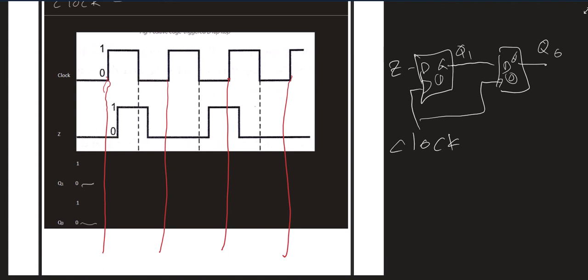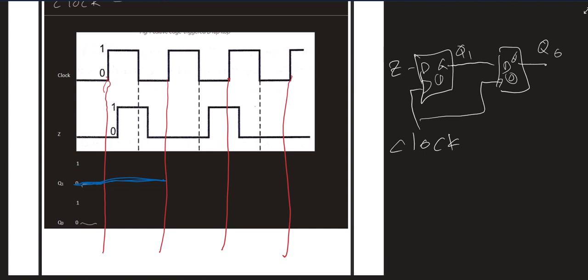Okay, so let's start with Q1, because Q1 is the easiest one. It's just a D flip-flop with this input Z, and I have the Z right here. So it's just like the problems that we were doing just a minute ago. So Q1, we're saying it starts at 0. It gets to the positive edge. It's a D flip-flop, so it's going to look at what the input is, and the input is 0. So it will be 0.